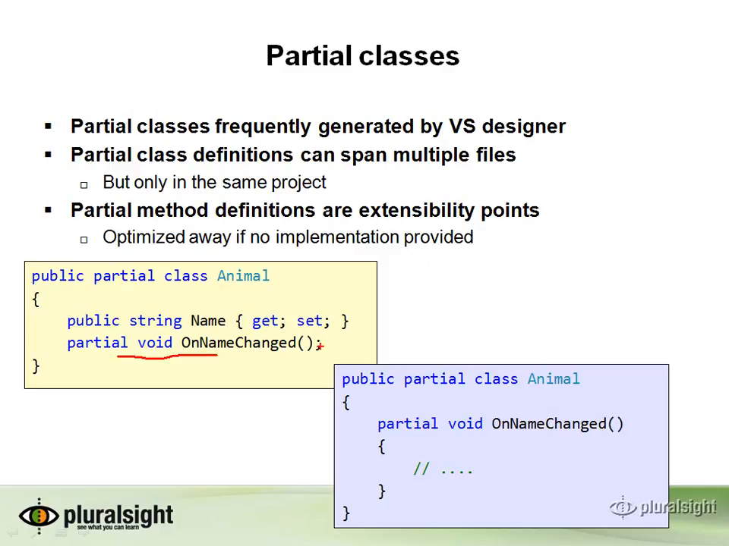Just like an abstract method, there's no implementation of this method provided here, but somewhere in a different file, we could provide an implementation of onNameChanged. If this implementation is not here, onNameChanged will be optimized away as if it never existed by the C# compiler. If you're using one of the database technologies like LINQ to SQL or the Entity Framework, this is where you'll see partial methods come into play.